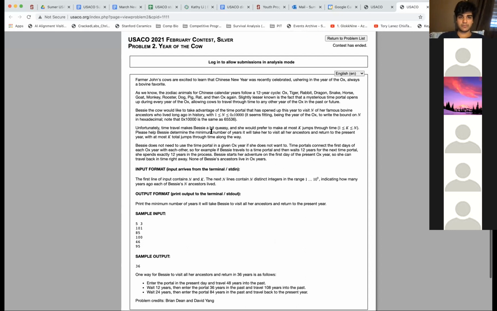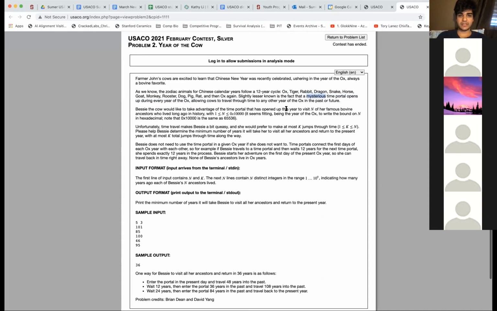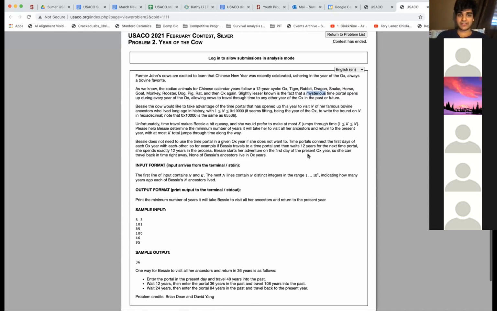Okay, so in this problem, it's regarding the Chinese New Year and celebrating the 12-year cycle, which are these animals. Essentially, a time portal opens up during the year of the ox, which allows cows to travel through time to any other year of the ox in the past or the future. So what does that mean so far? If we have these yearly denotations, then we can jump 12 years back or 12 years forward at any given step. Okay.